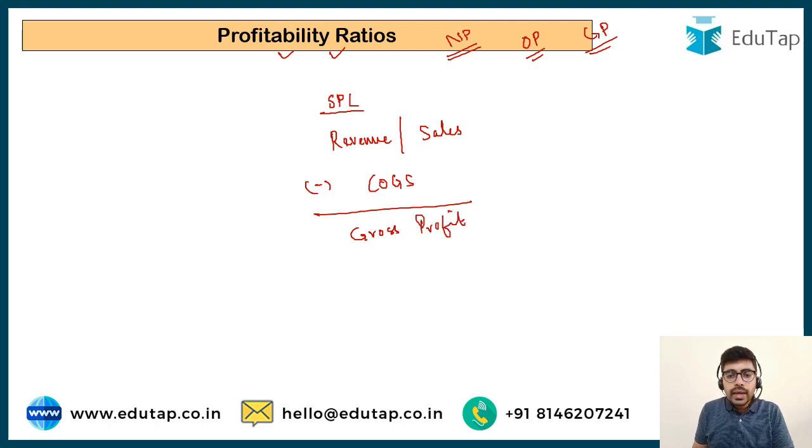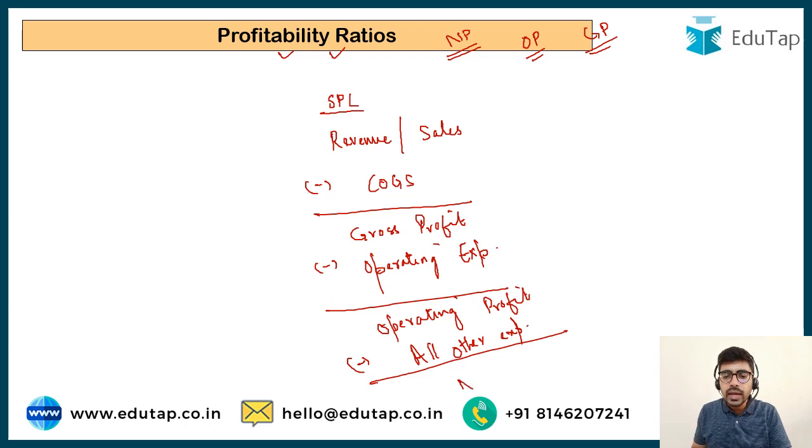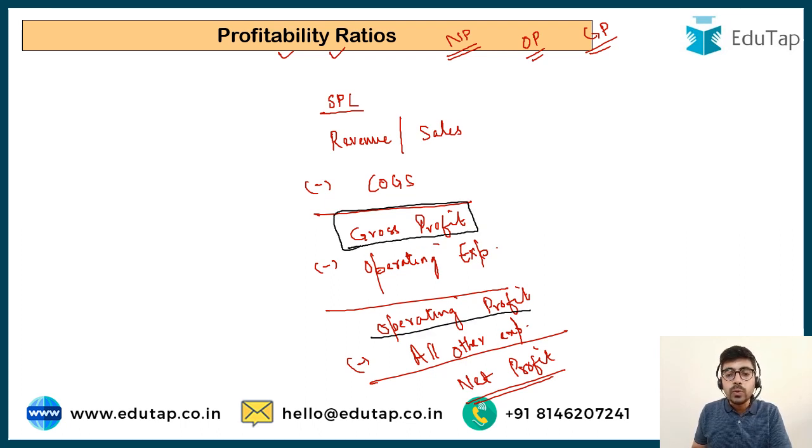And if we further subtract operating expenses from this figure, the expenses which are related to the normal operations of the company, then we are going to get operating profit. And from this figure of operating profit, when we subtract all other expenses, all the remaining non-operating expenses, we arrive at the figure of the net profit. So now what we are doing in these profitability ratios is simply comparing the different profits that we have made with the sales figure.